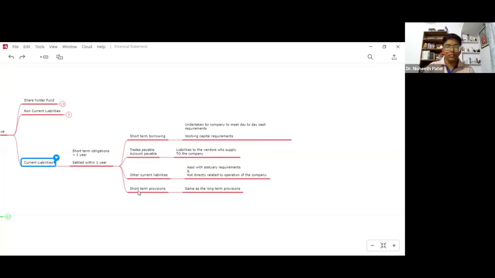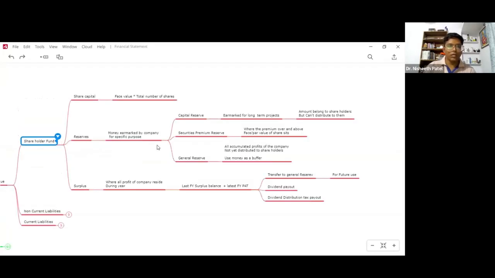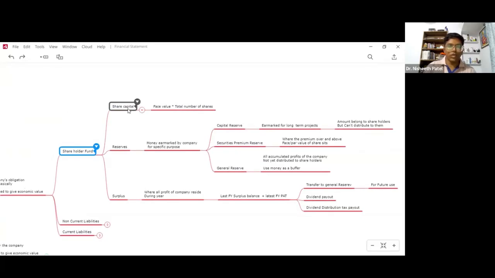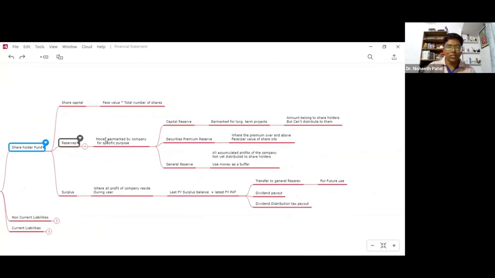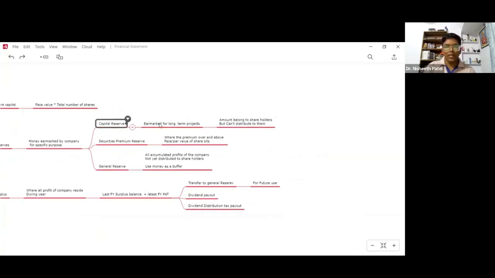Other current liabilities and then the short-term provisions, as we have seen in the long-term provisions. In the shareholders fund, they have basically share capital, reserve, and the surplus. Most of the companies have some reserves, like they have capital reserve, security premium reserve, and the general reserve. Okay, this capital reserve is the amount belonging to the shareholders, but the company cannot distribute it to them. This capital reserve can be used for the further expansion capabilities or the future capex and any other things.